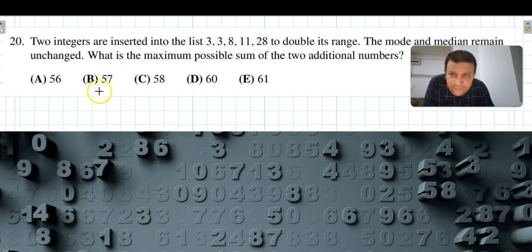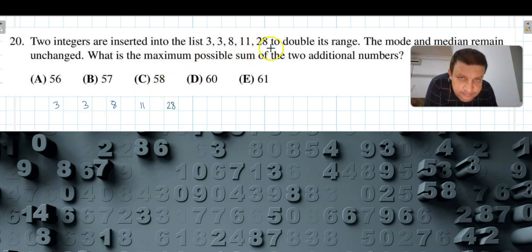Okay, so we have a list, and the members of the list are 3, 3, 8, 11, and 28. I'm going to leave some space, because we are going to insert 2 integers somewhere, we don't know yet. You don't know where. It can be anywhere.